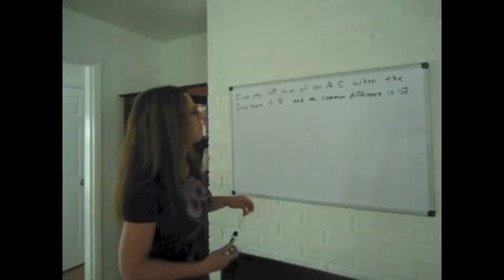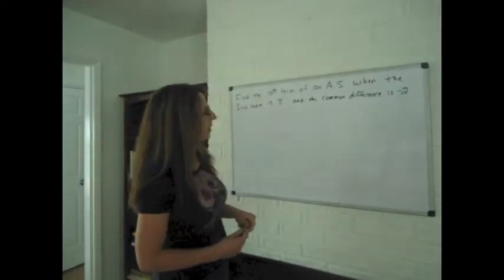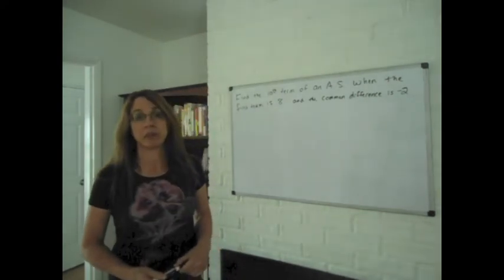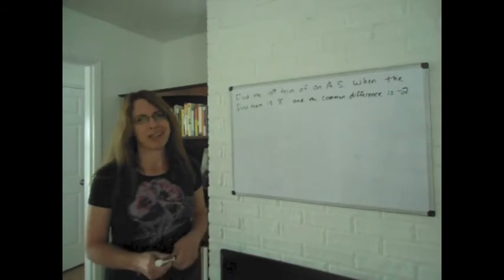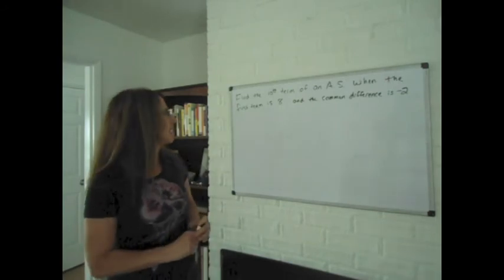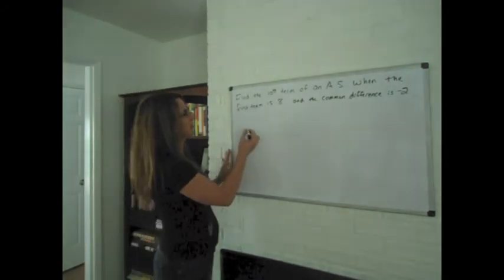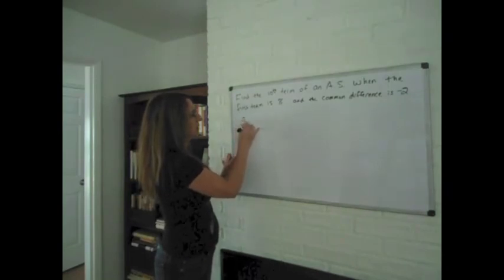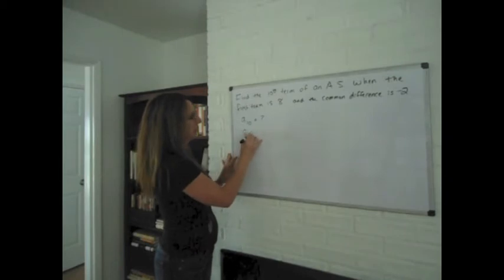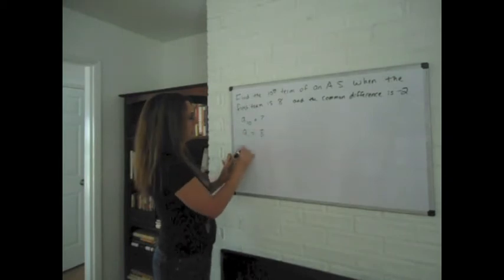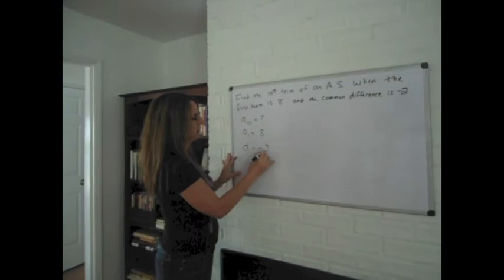Find the 10th term of an arithmetic sequence when the first term is 8 and the common difference is -2. Once again, when I see a word problem, I'm going to get rid of the words. I'll be doing that all year with you every time we face one of these. So it says find the 10th term of an arithmetic sequence. That means we're looking for what a sub 10 is. The first term is 8, and the common difference, d, is -2.